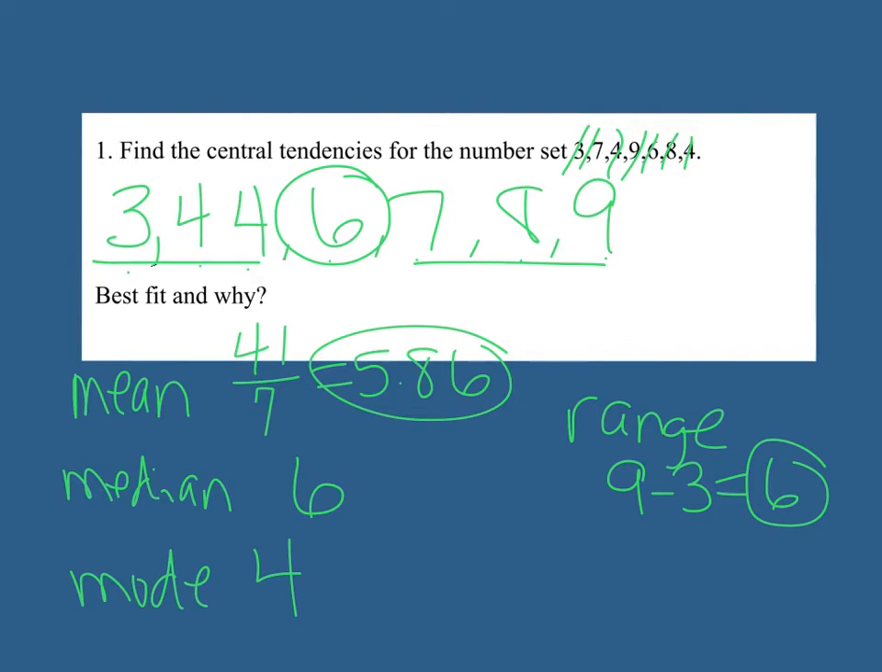Now you need to make sure that your mean is a number in between. So if you got a mean of like 14, you did something wrong. The number has to be between 3 and 9. Same with the median and same with the mode.